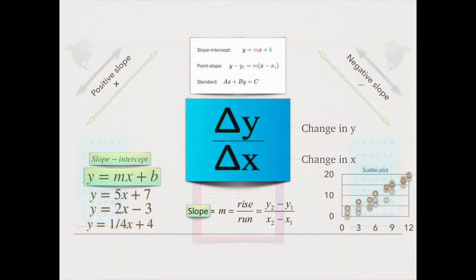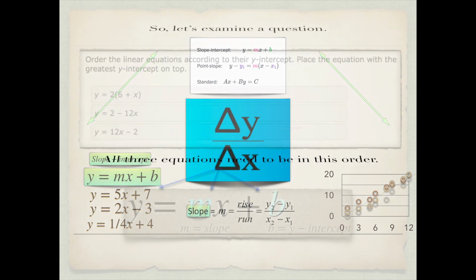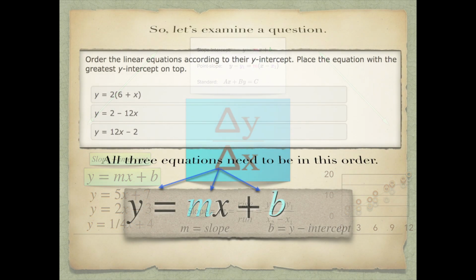You need to know what a positive slope looks like. You need to know what a negative slope looks like. And that triangle y means change in y. The triangle x means change in x.